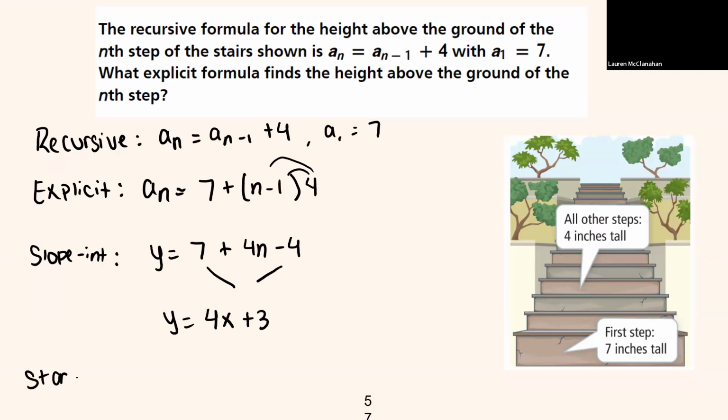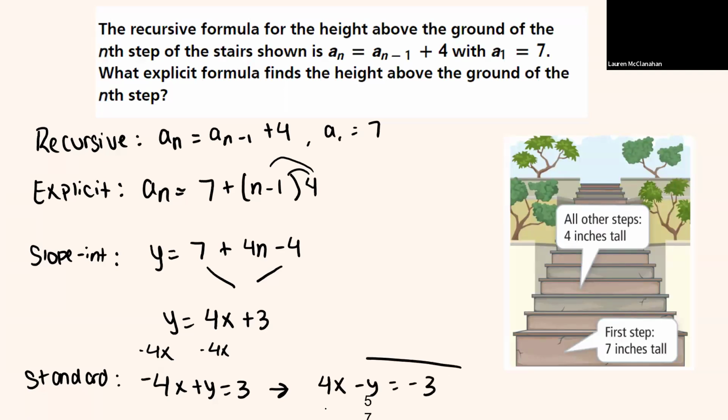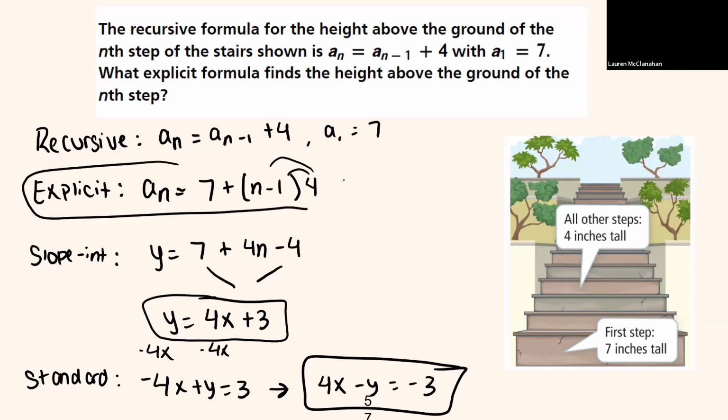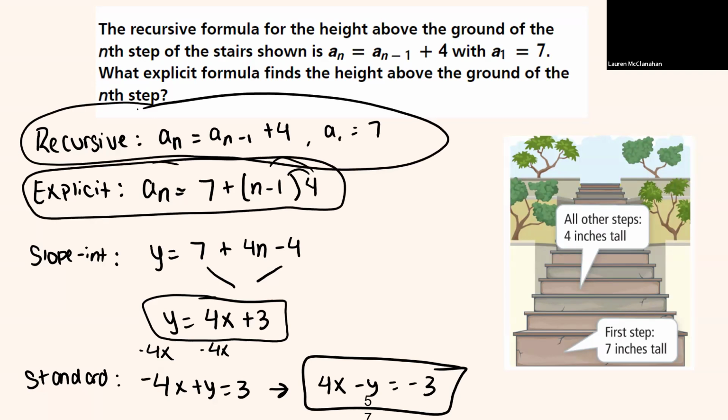And then the last one we're going to write it in is standard. We subtract that 4x from both sides. Negative 4x plus y equals 3. But you cannot have that first number be negative. So we are going to write it as 4x minus y equals negative 3. We have standard. We have slope-intercept. We have explicit and recursive. Okay, so I feel like this is starting to sound repetitive of consistently writing all 3 forms, and I feel like I'm writing it more than necessary, but you have to see how all of these relate together.